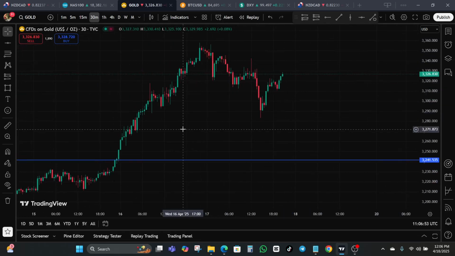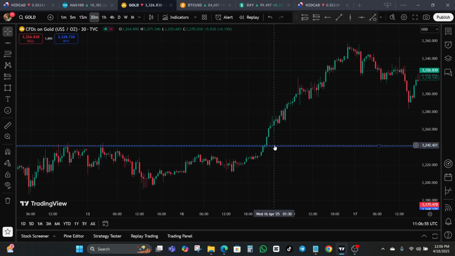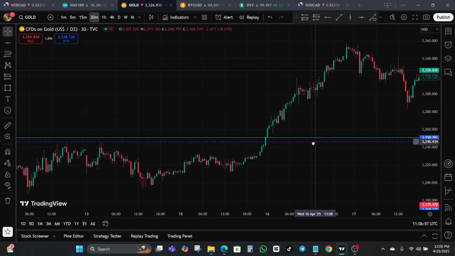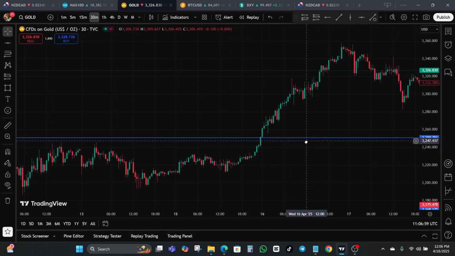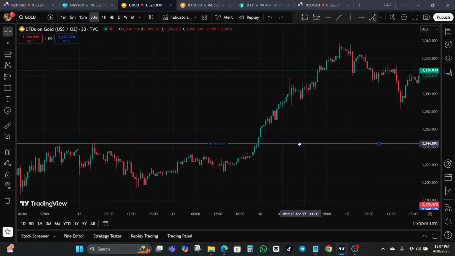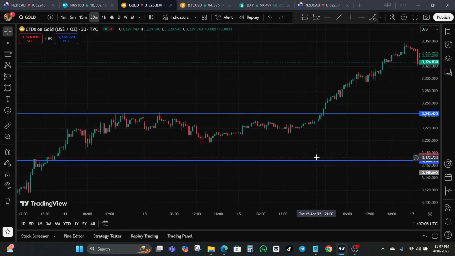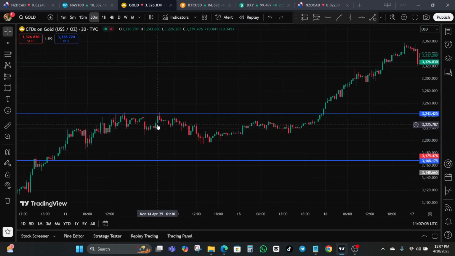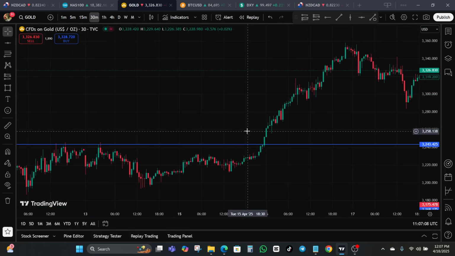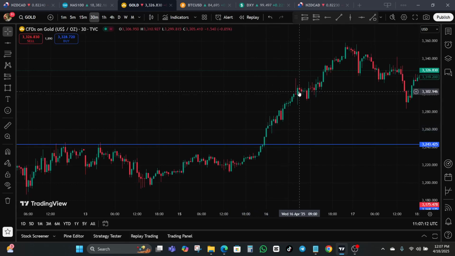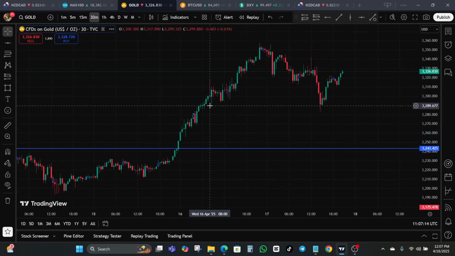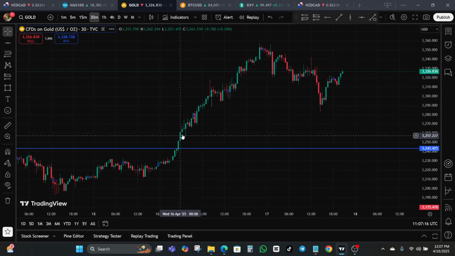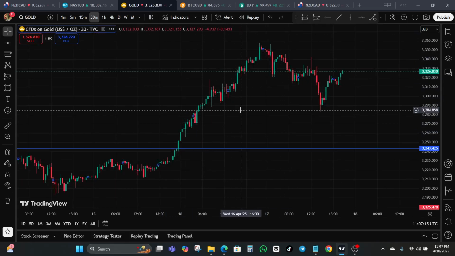you can see that price got to this level. You can see it was rejected. You can see that this particular level that we just marked, you can see how many times it was rejected on the 30 minutes time frame, and finally there was a breakout to the upside. So this breakout was even an opportunity to enter a buy trade since the trend on the higher time frame is bullish.